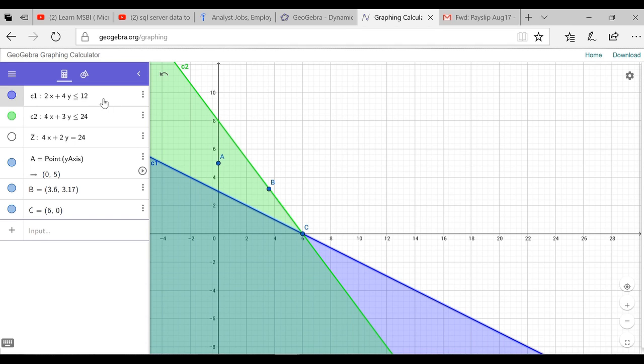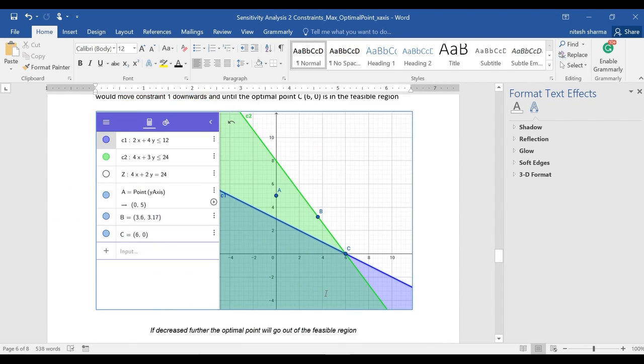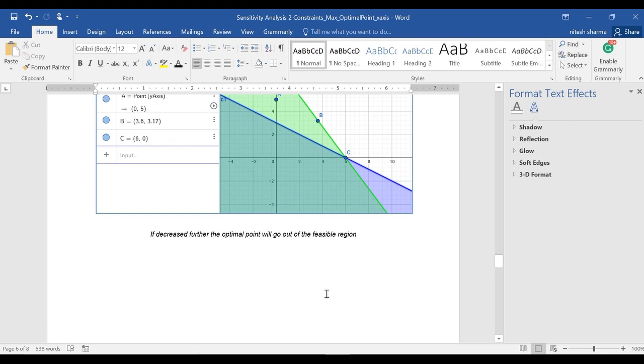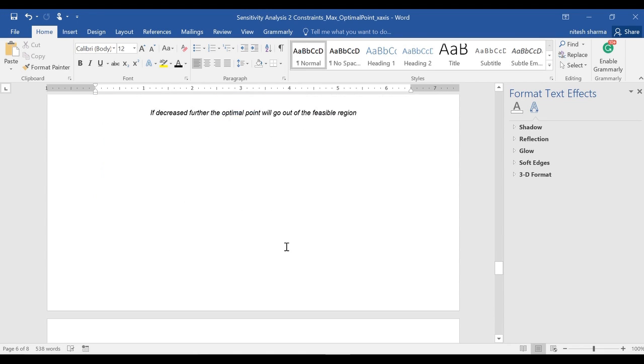Okay, so when I make this constant value 12, then my point is at the border of the feasible region, which is the common region of C1 and C2. It is on the binding constraint C2 and x-axis, and also it is positive, that is (6, 0). So that means the lower limit for constraint 1 will be 12. I have represented it by the graph that if I decrease the constant further, the optimal point will go out of the feasible region.